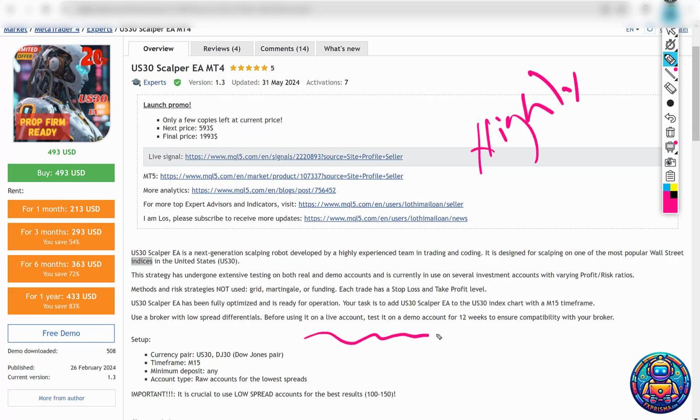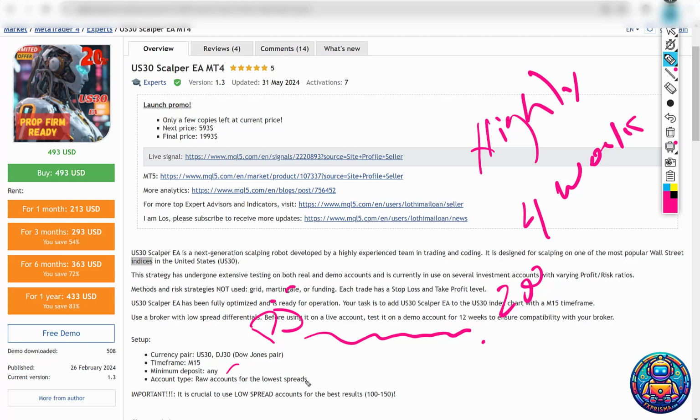So for that, make sure you test it on demo for, I would say, at least 4 weeks. That would be enough, like I always do. The reason for that is you make sure this EA is compatible with your broker, and then you can go live. So you can see the setup is pretty easy. You just go for the currency pair US30, or on some brokers DJ30, and deposit. I would say try with 200 at least.